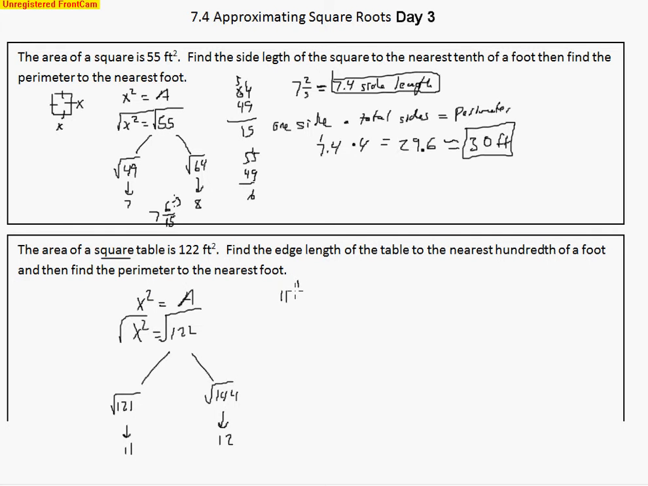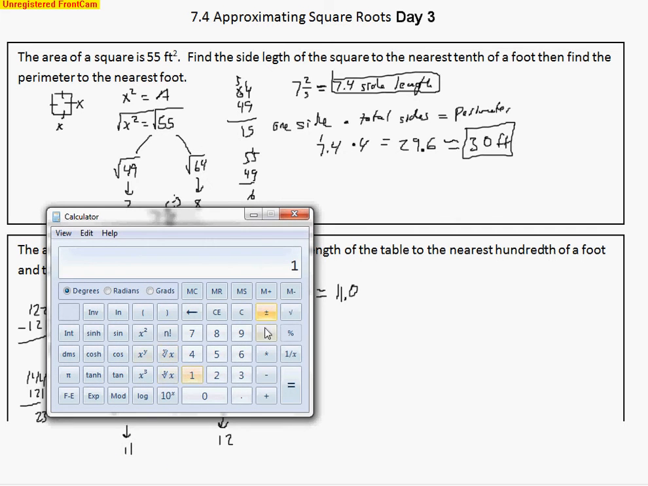I can do this math in my head. 122 minus 121 is 1. That's where I'm getting 1 from. Now I get the whole number by subtracting 121 from 144. That gives me 23. So 11 and 1/23. That's going to be a very small number, really close to 11. It's closer to 11 than to 11.1. If I do that division, you can see 1 divided by 23 is 0.04. That is not big enough to round up.